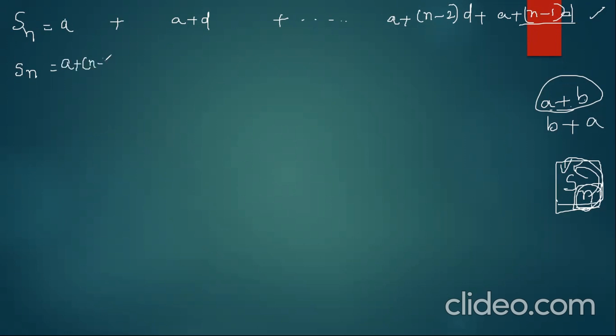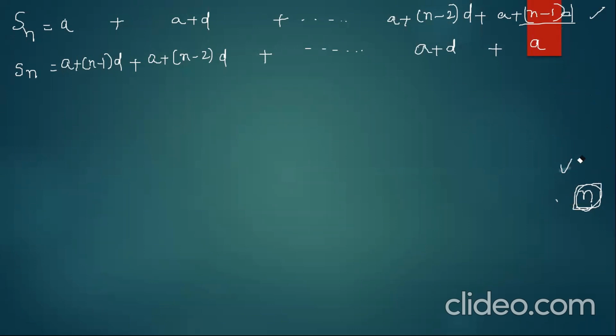A plus (n minus 1) into D, plus the second term, A plus (n minus 2) into D, plus so on. What will be the term before the last? That is A plus D, and the last term is A, correct? Just what I did, I flipped it. That means the first and last terms are reversed.